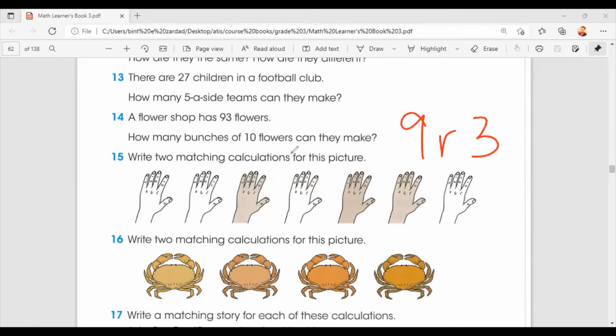Write 2 matching calculations for the picture. We know there are some hands. How many fingers? 5 fingers. How many hands? 1, 2, 3, 4, 5, 6, 7. Now we have 3 numbers like a fact family. The first number is 7. The second number is 5 because of the fingers. And the third number is 7 multiplied by 5, 35. So using these 3 numbers we can make the fact family calculations.